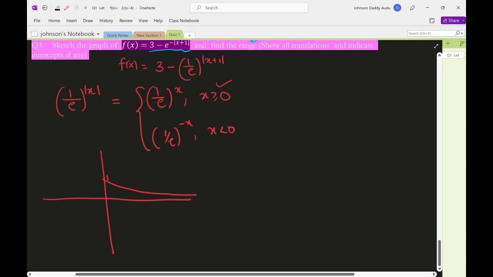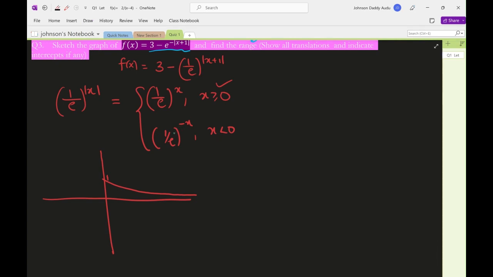Then secondly, we have this one. This one, as you can see, is just a reflection of this one across the y-axis. So this is just going to be this one. The first part is 1 over e to the power x, and this part is 1 over e to the power minus x. Is that okay? So let's see, what can we do next?